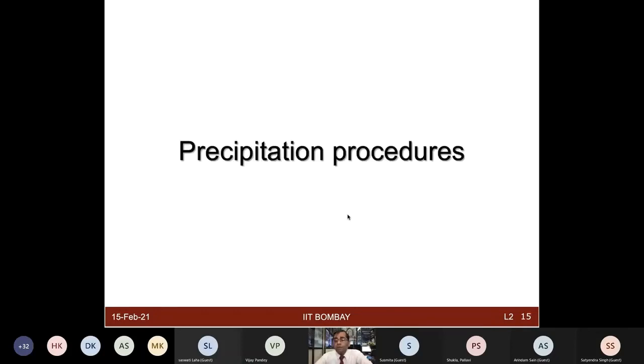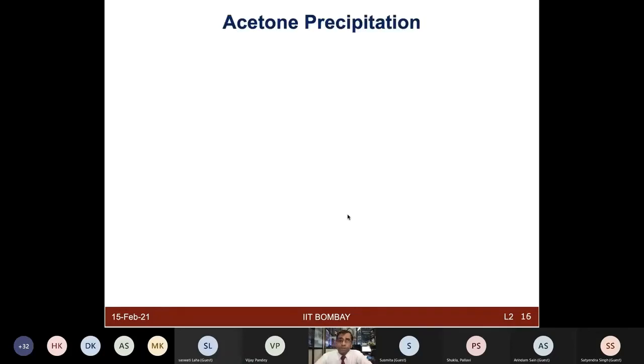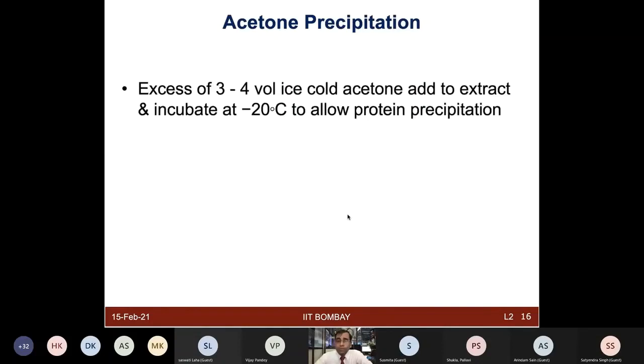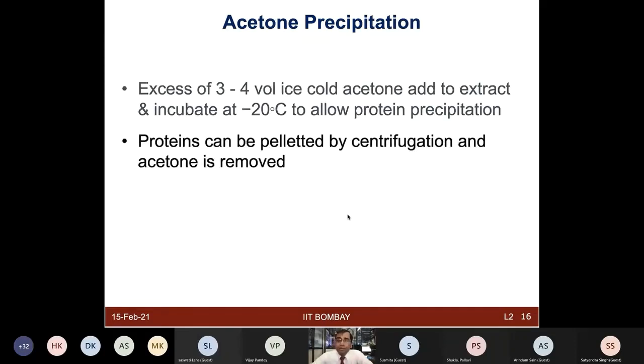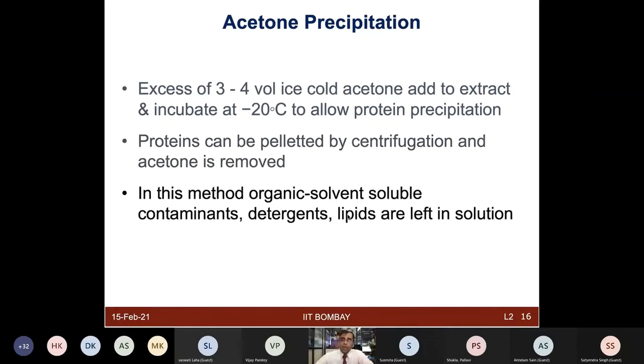So often you will use different types of precipitation procedures in the proteomics workflow. Acetone is commonly used, where you simply use 3 or 4 volumes of ice cold acetone, chilled at -20, and then you allow the protein precipitation with 1 to 2 hours of incubation. You do the centrifugation and remove the acetone, and that is a quick and efficient way of removing a lot of lipids and detergents which are present in your sample, and then you can proceed with that sample for further analysis.